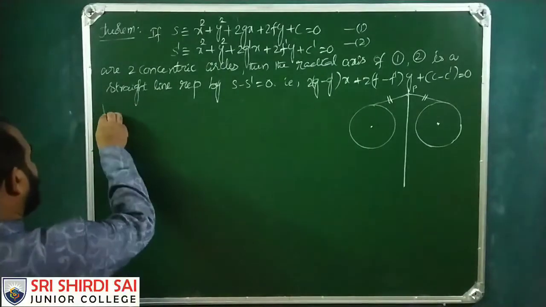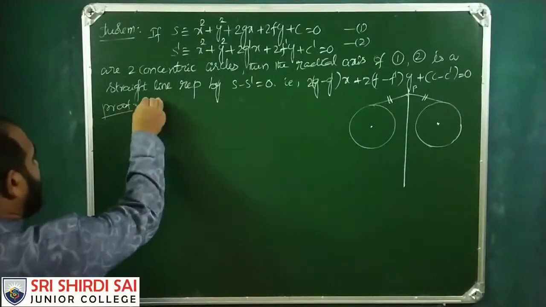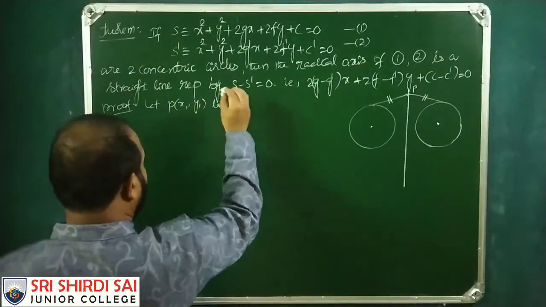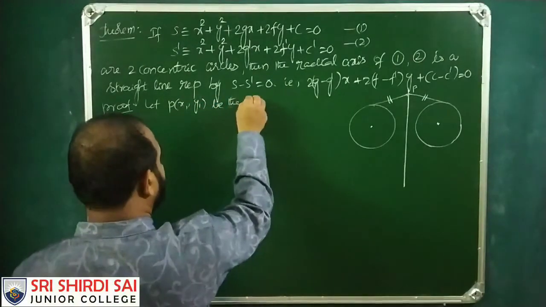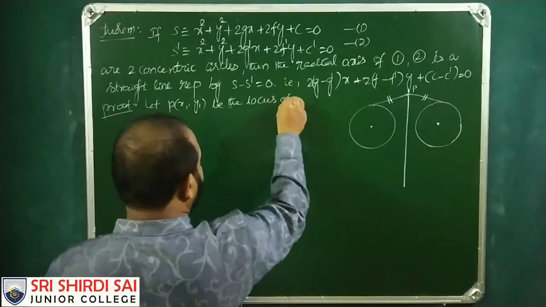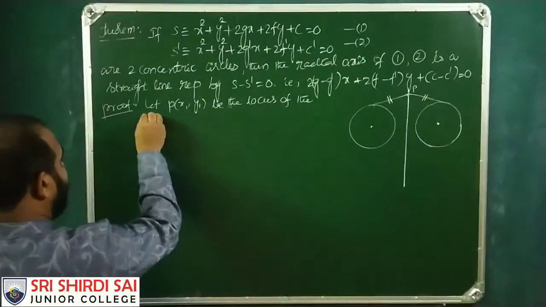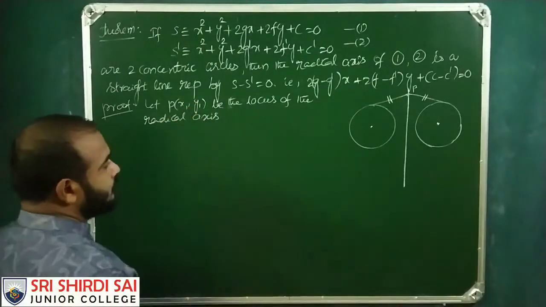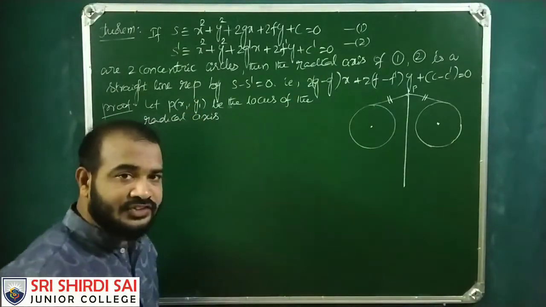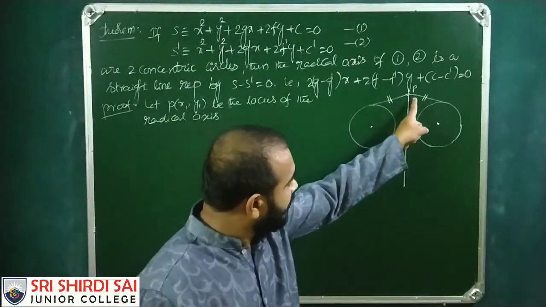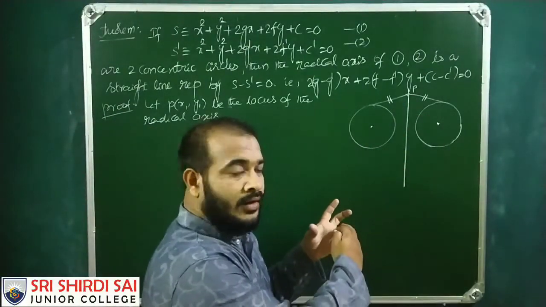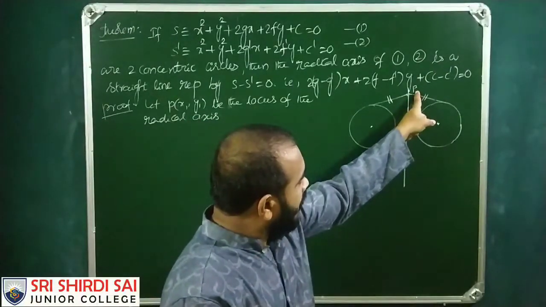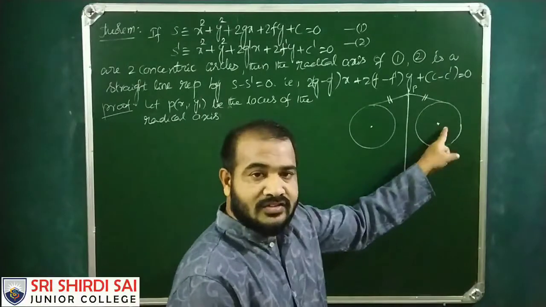To prove this, let P(x1, y1) be the locus of the radical axis. So the radical axis is defined as the locus of P which moves so that the powers of P with respect to these circles are equal.